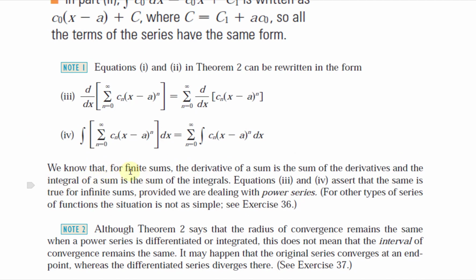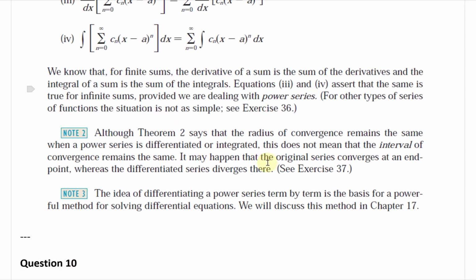So we know that for finite sums, the derivative of a sum is the sum of the derivatives, and the integral of a sum is the sum of integrals. Equations 3 and 4 assert that the same is true for infinite sums. This is usually the case for regular finite sums, but now we're looking at infinite sums. These equations assert that this is true for infinite sums, provided we are dealing with a power series. For other types of series of functions, the situation is not as simple, and this is exercise 36.